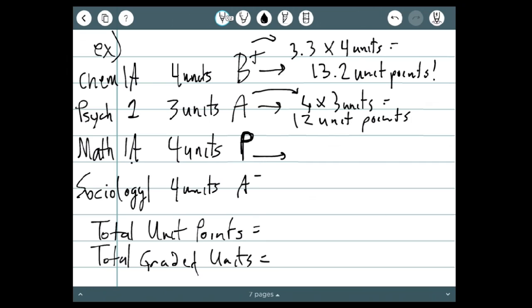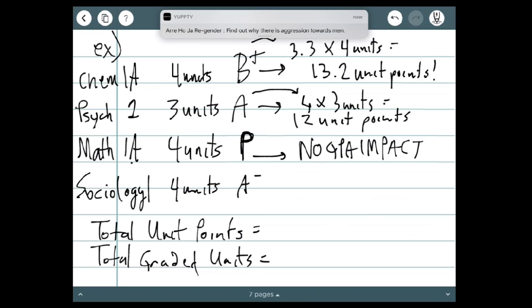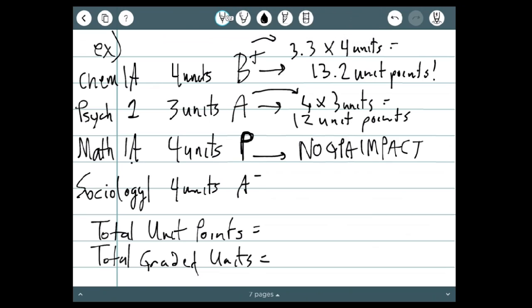But you ended up passing the class. Well, if you get a pass, this has no GPA impact. So you're going to completely disregard this class. But anyway, this has no GPA impact. So whatever this Math 1A has, this is not going to impact our GPA at all. So no impact. Now let's move down.